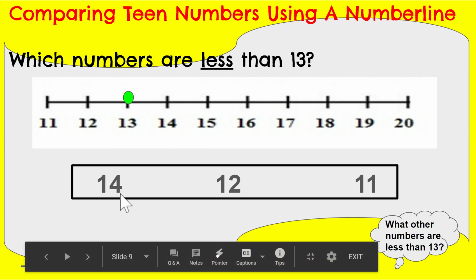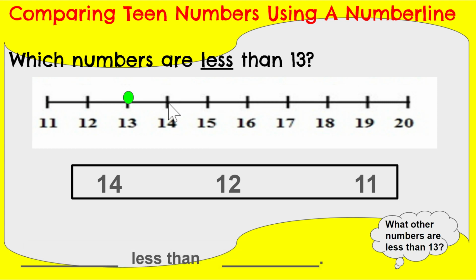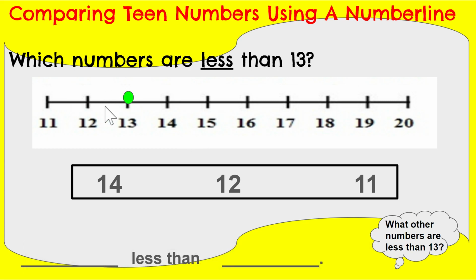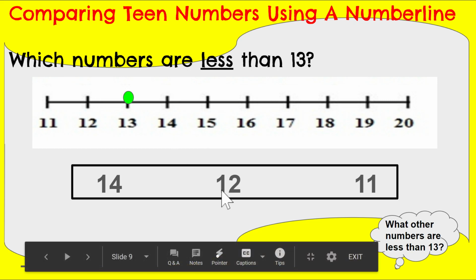So the number 14. Oh, is that on the right side? So that's going more. It's going greater. So not 14. How about 12? 12 is less than. It jumps the other way, the left side. So it is less than. And how about 11? Let's see. We'll find 11. There's 11.